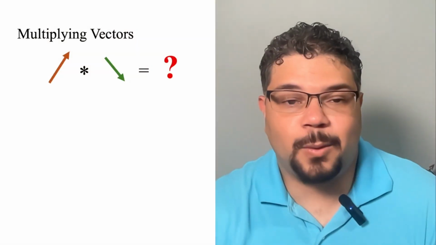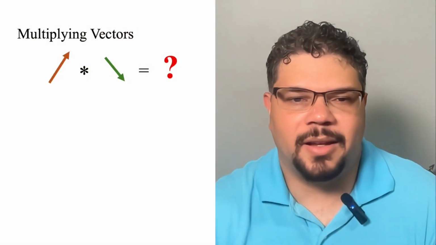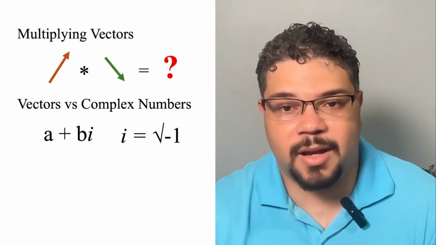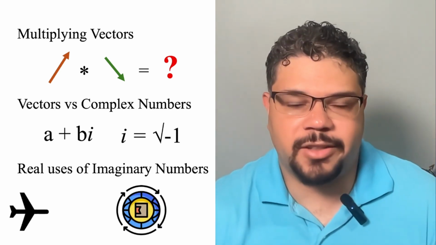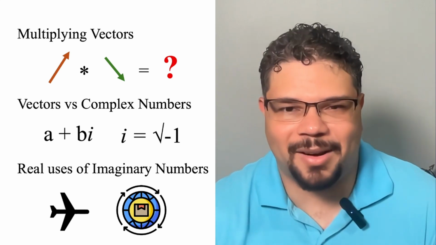We use vectors all the time in math, physics, and animation to represent change or motion that has both a magnitude and a direction. But have you ever multiplied two vectors? Here we'll see how to multiply vectors, understand the connection between vectors and complex numbers, and see how so-called imaginary numbers have some important real-world uses in modeling motion.